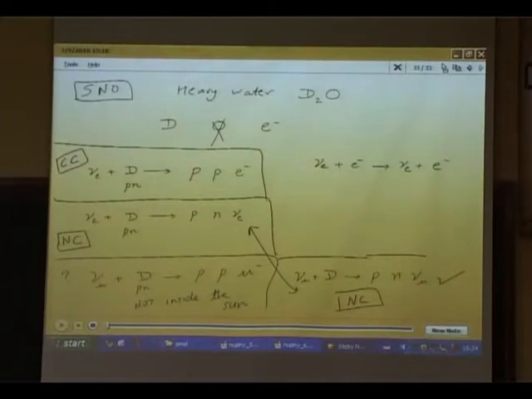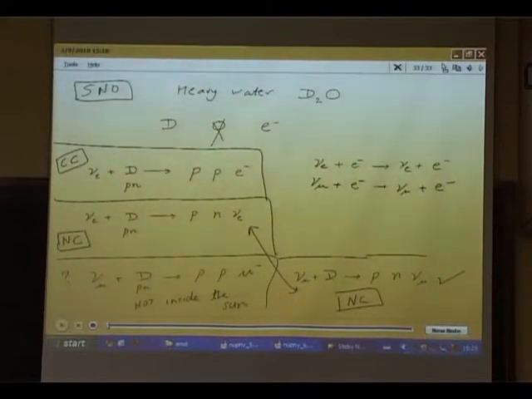The third kind of interaction is this: nu E plus electron giving nu E plus electron. What about nu mu? Is this possible? Neutral current. It's possible, right? It can always happen. Similarly, nu tau can always happen. So one would say that this also doesn't seem to distinguish between nu E and nu mu.